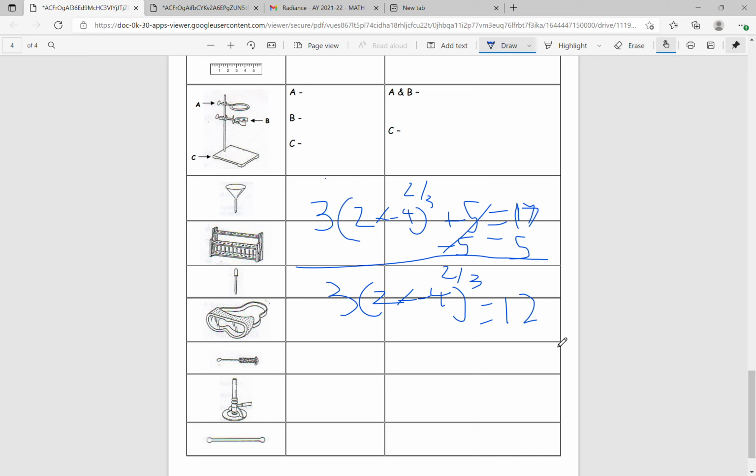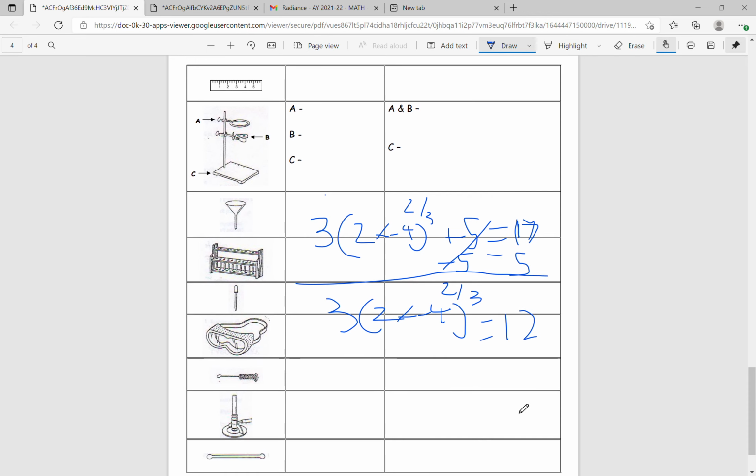Now, since the 3 is being multiplied by (2x minus 4) to the 2/3 power, we need to separate the 3 from this radical. By the way, you might think this is not a radical, but it actually is. This is the same as the cube root of (2x minus 4) raised to the 2nd power. What I recommend doing now is dividing both sides by 3 to get rid of this 3 and have the radical by itself. So let's divide both sides by 3. This cancels. (2x minus 4) to the 2/3 is equal to 12 divided by 3, which is 4.